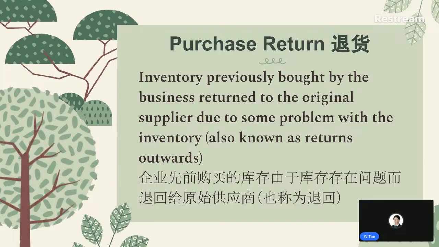All right, in business there is a possibility that something is wrong with the purchase. So there is a return. That means you return the goods to the seller. The definition is inventory previously bought by the business returned to the original supplier due to some problem with the inventory. This is also known as returns outwards. It means you purchased goods inward, right? And then when you return them, it becomes outwards.